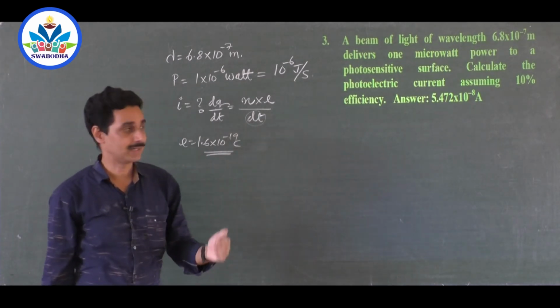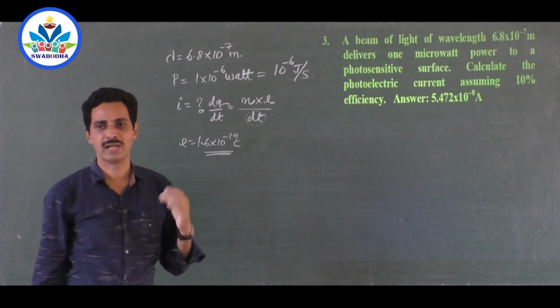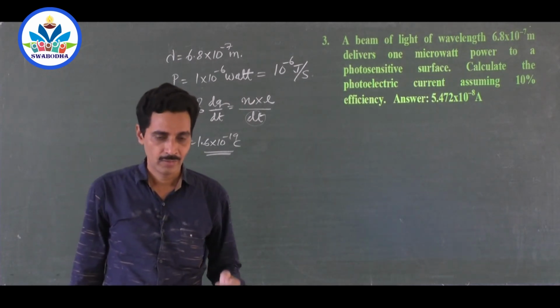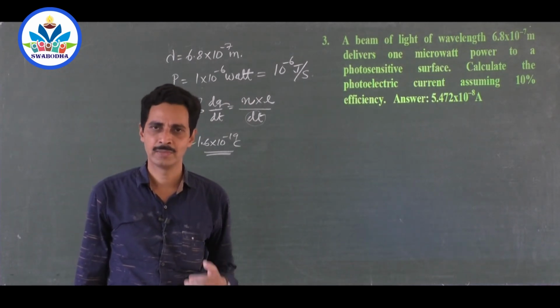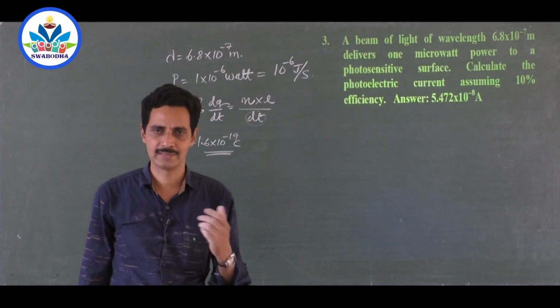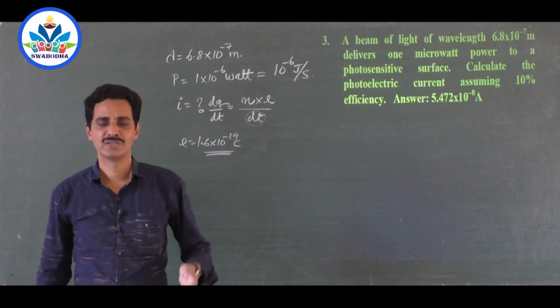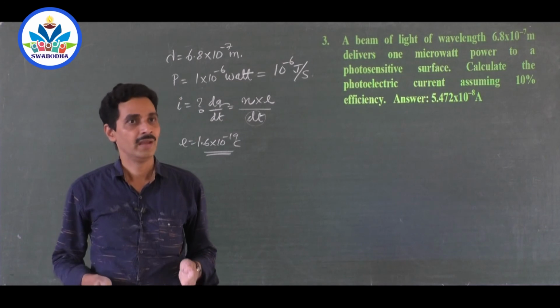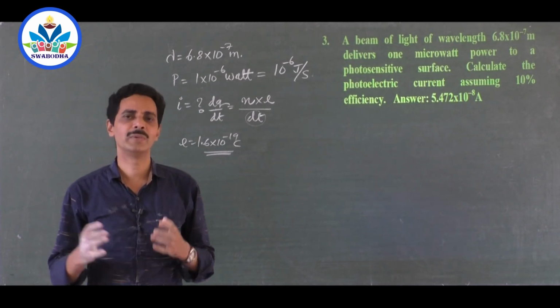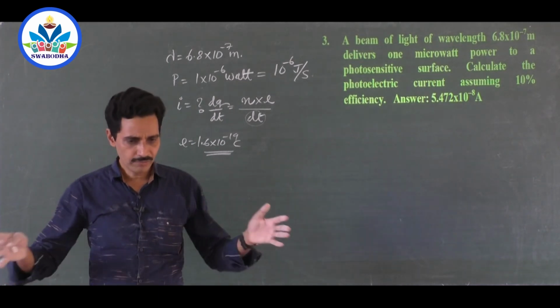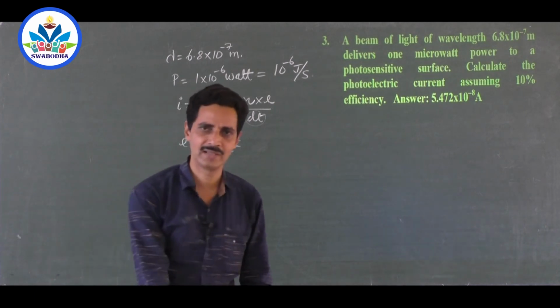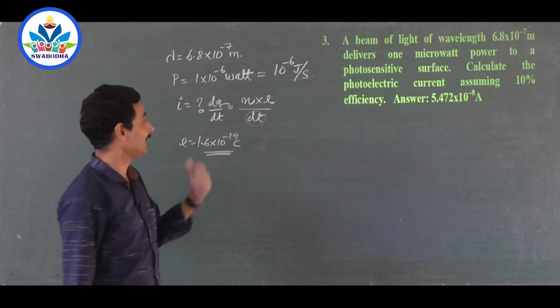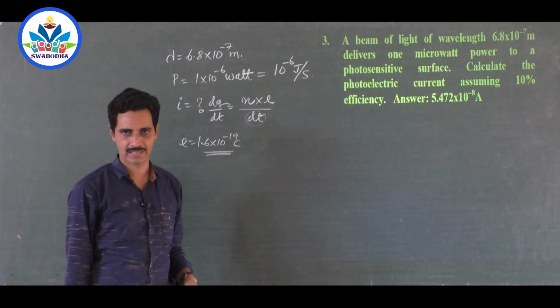In every second, it is delivering an energy of 10 to the power minus 6 joules. What do you mean by delivering an energy of 10 to the power minus 6 joules by a bulb or a light? Light contains so many photons. Every photon will contain so much of energy. All the photons together will put the energy on the surface. That energy is 10 to the power minus 6 joules per second.